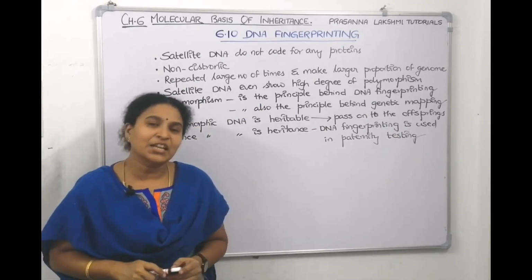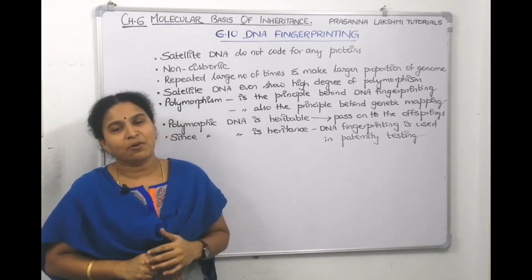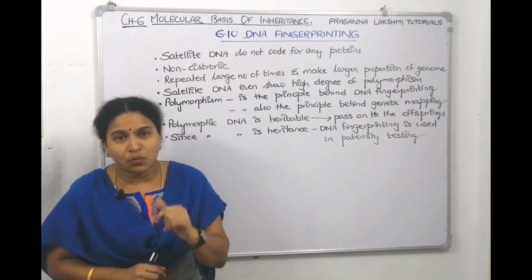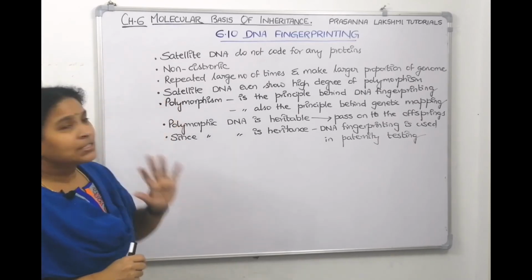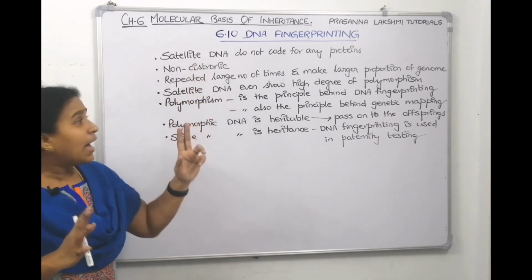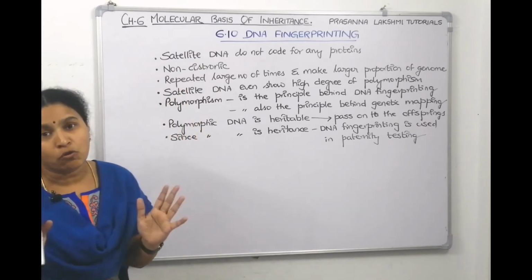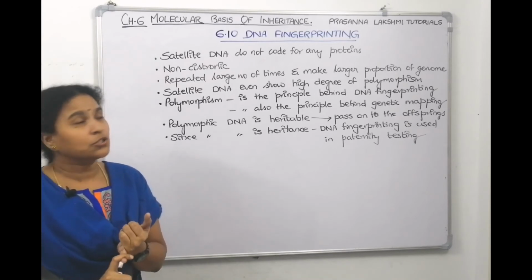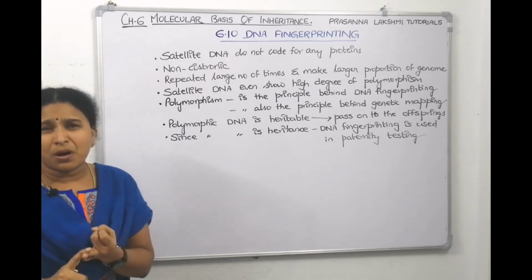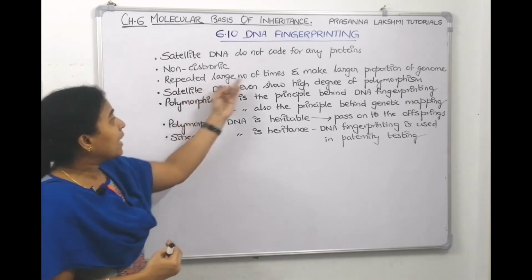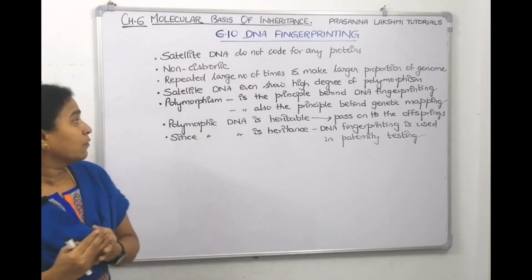To find out the genetic father, we can use polymorphism. We can use DNA fingerprinting technology. Understood? So what did we discuss so far? We are just talking about satellite DNAs. Satellite DNAs, do they code for proteins or not? They don't code for proteins. That means they are non-cistronic. They repeat a large number of times and make up a large proportion of the DNA.